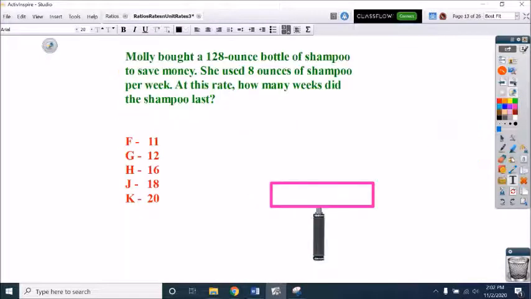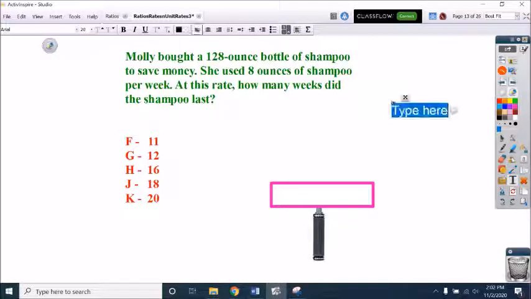Let's quickly move on to the next page. So let's see if you guys can get this one, and I'll show you the answer in just a second. Molly bought a 128-ounce bottle of shampoo to save money. She used 8 ounces of shampoo per week. At this rate, how many weeks did the shampoo last?